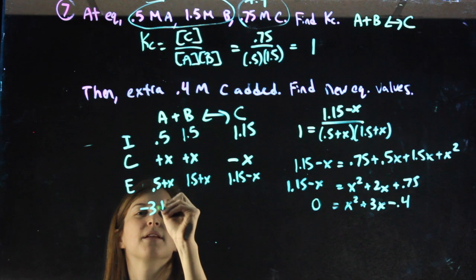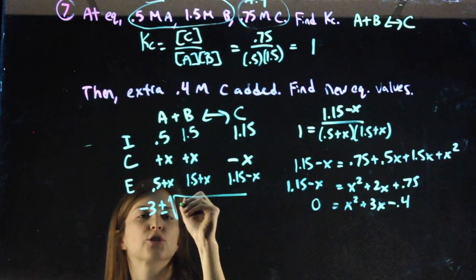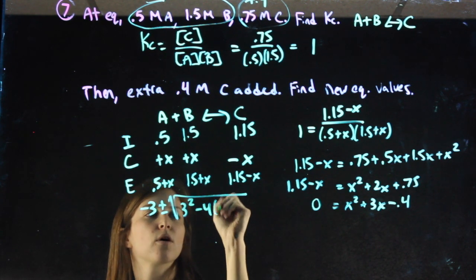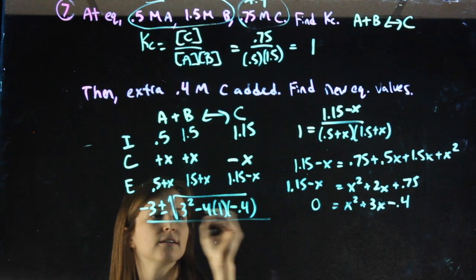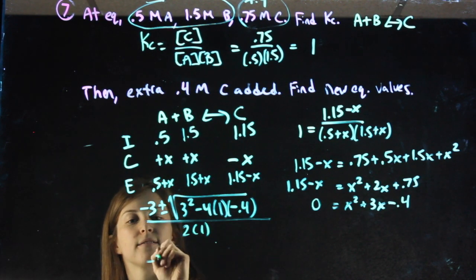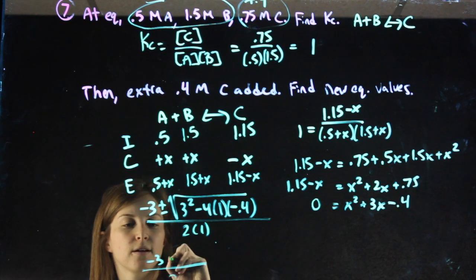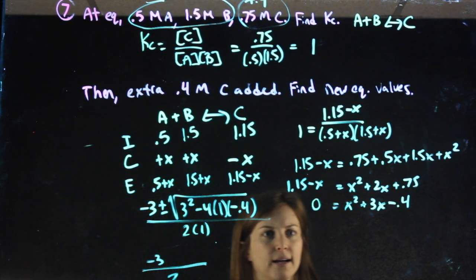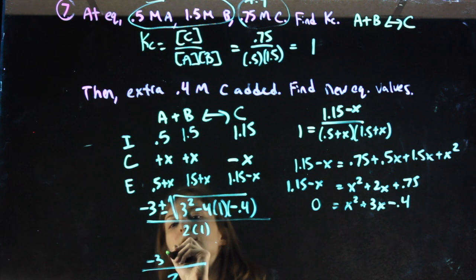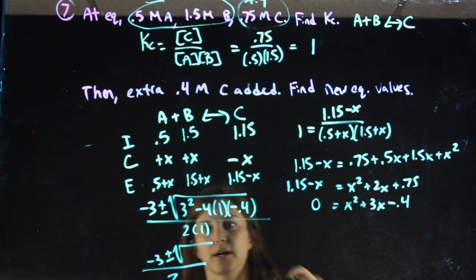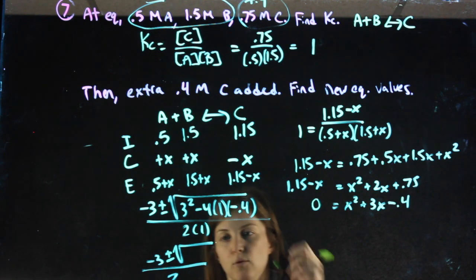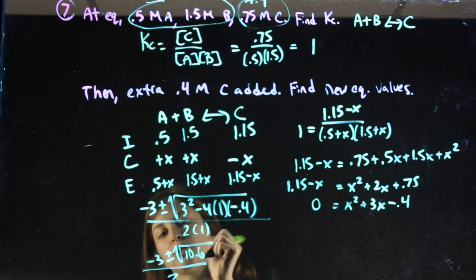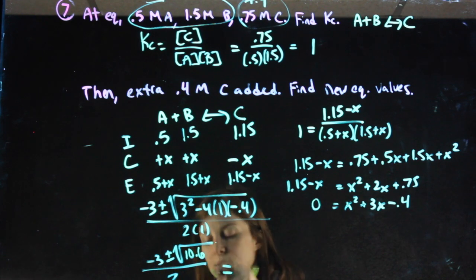From here, I get to use the quadratic again. Negative b plus or minus square root of b squared minus 4ac. Make sure you include that negative sign for c. All over 2a. So I get negative 3 plus or minus the square root of something all over 2. 3 squared minus 4 times 1 times negative 0.4. Under your square root should be 10.6.